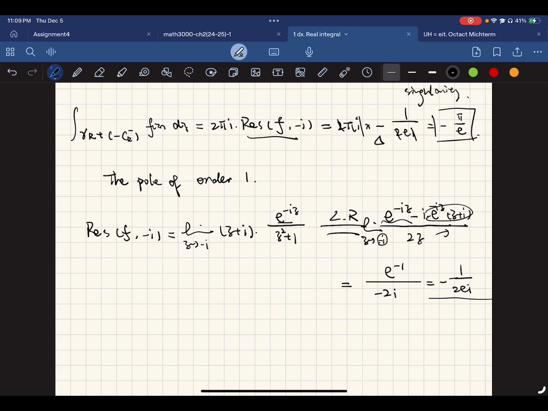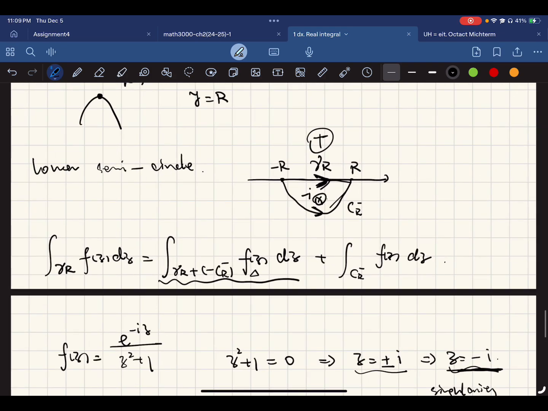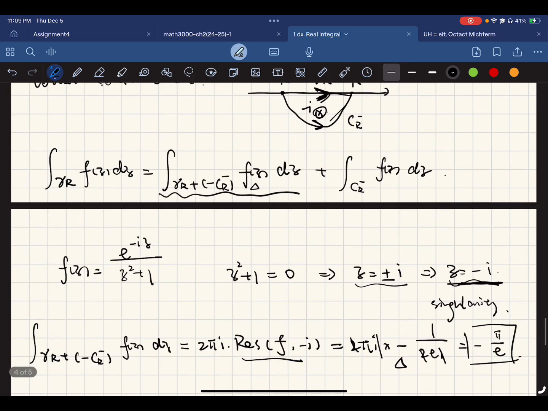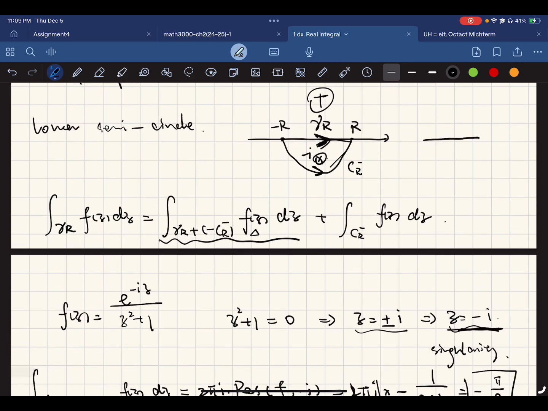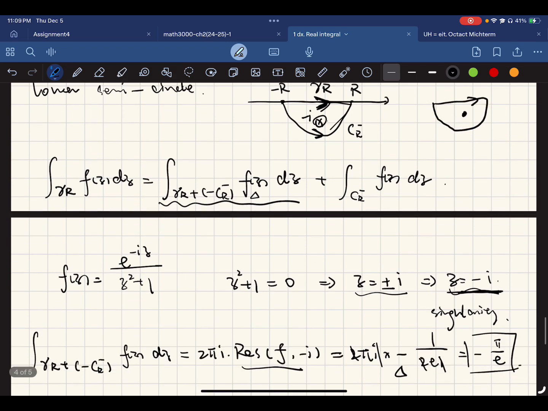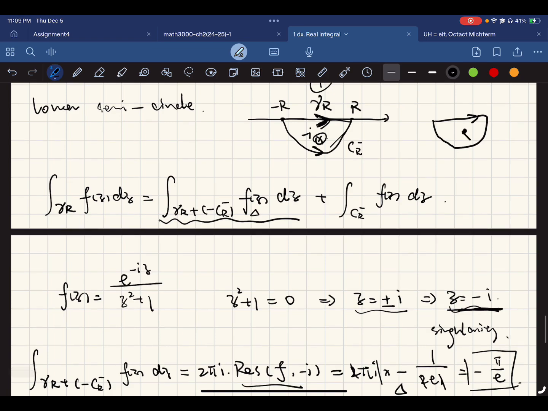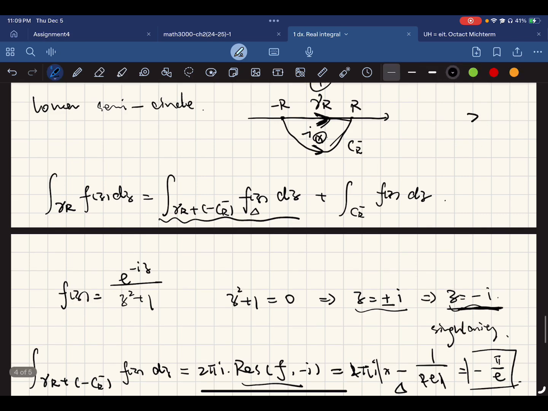We see here, this is the contour, right? This is the contour, and the orientation is clockwise. So when we find the winding number, we just draw a straight line.